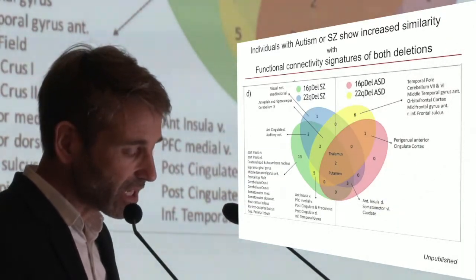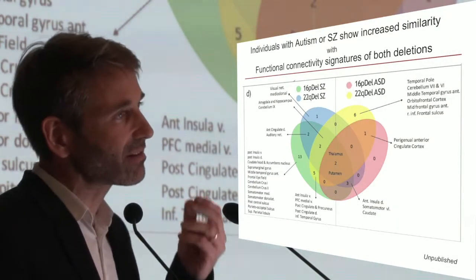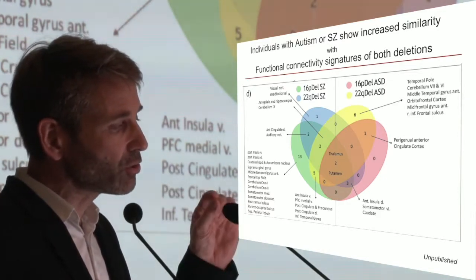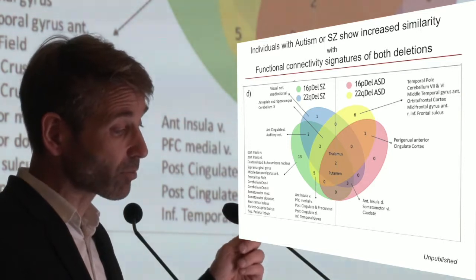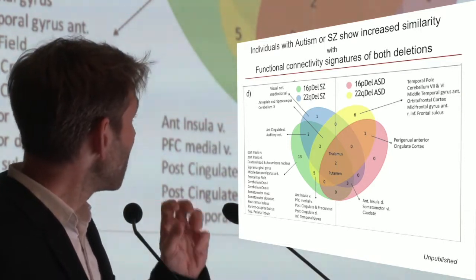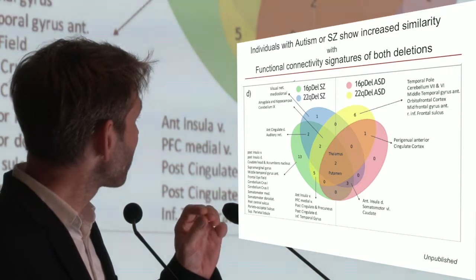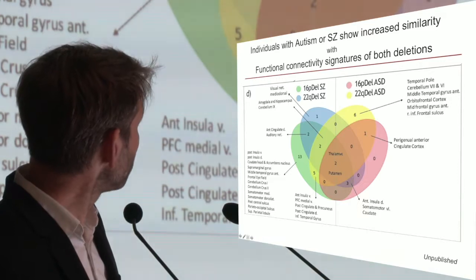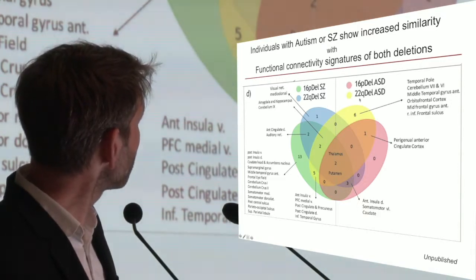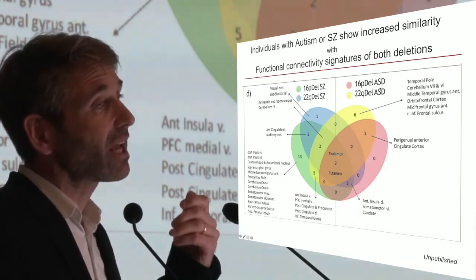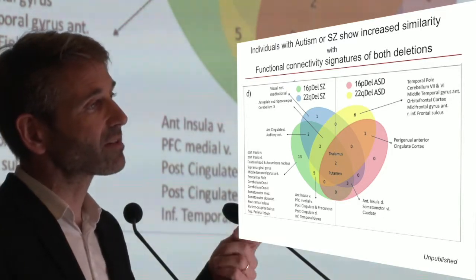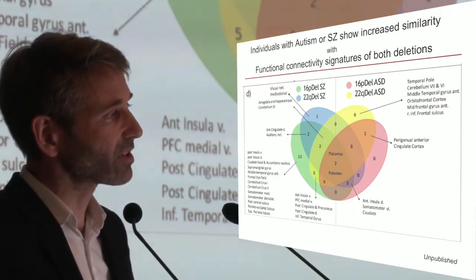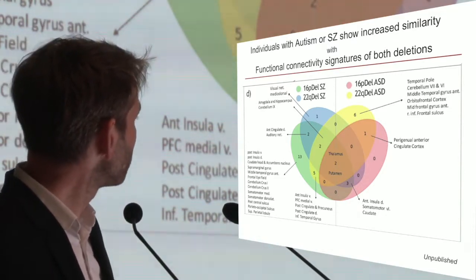And if you look at the connectivity patterns of these 2 deletions, the 16P11.2 and the 22Q11.2, the connectivity patterns are not necessarily specific to these regions. And if you start comparing them to schizophrenia and autism, what you see is that individuals with schizophrenia and autism have an increased similarity to the connectivity alterations that you find in 16P and 22Q.